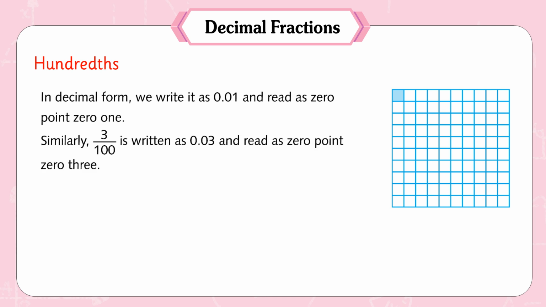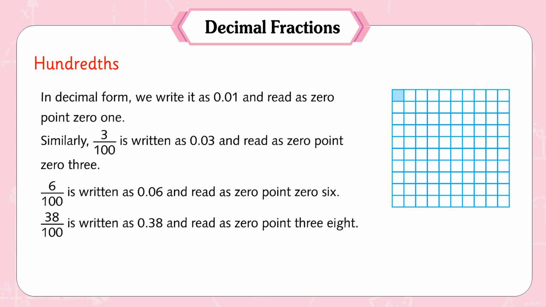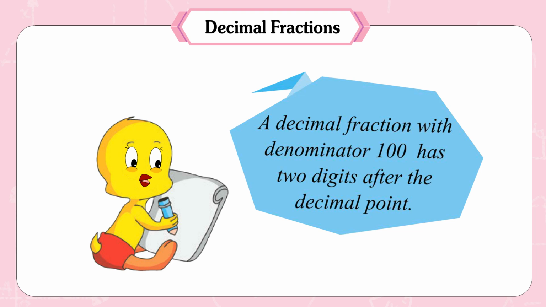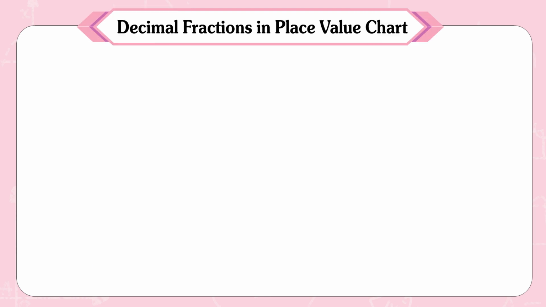Similarly, 3 by 100 is written as 0.03 and read as 0.03. 6 by 100 is written as 0.06 and read as 0.06. 38 by 100 is written as 0.38 and read as 0.38. A decimal fraction with denominator 100 has 2 digits after the decimal point.